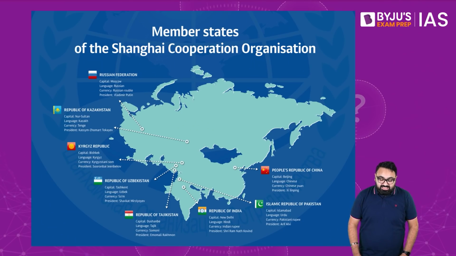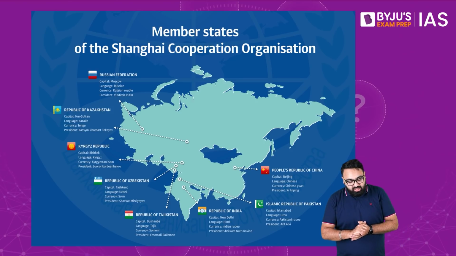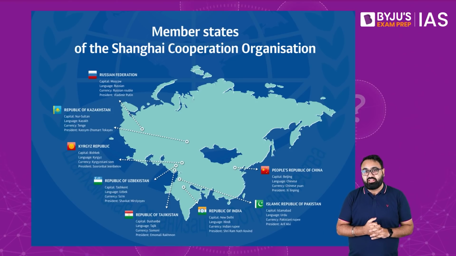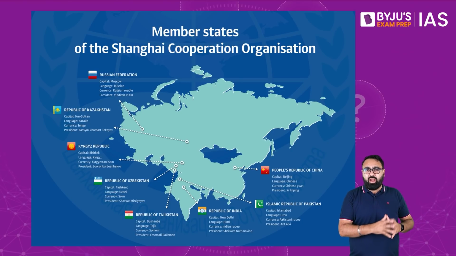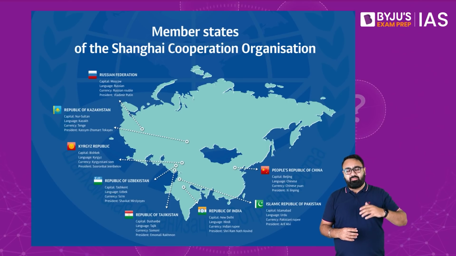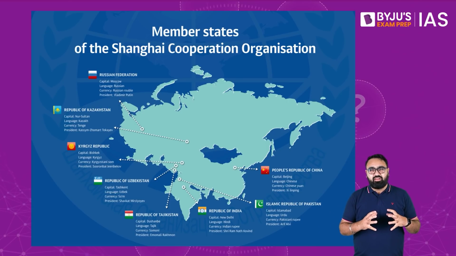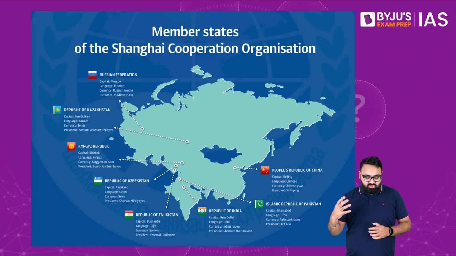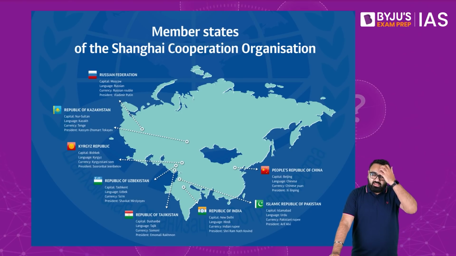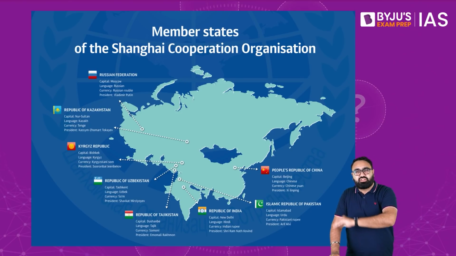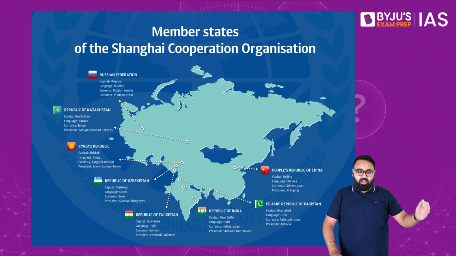Then we have the SCO, the Shanghai Cooperation Organization, another organization where India is a member now, another organization which India had been focusing on quite a lot, especially before the pandemic. We were very, very eager about making a contribution in the SCO. Now, how to remember the SCO nations? These are mainly the Central Asian nations, Russia, China, India, and Pakistan.